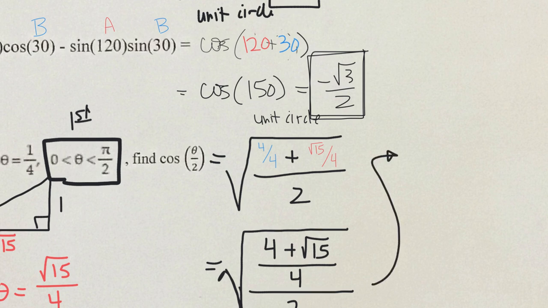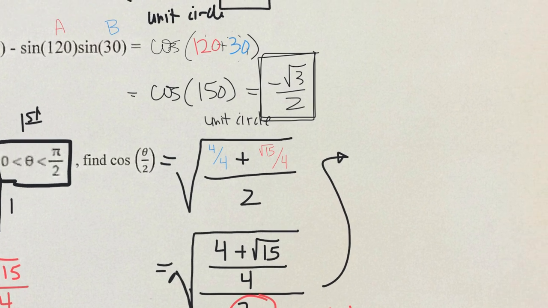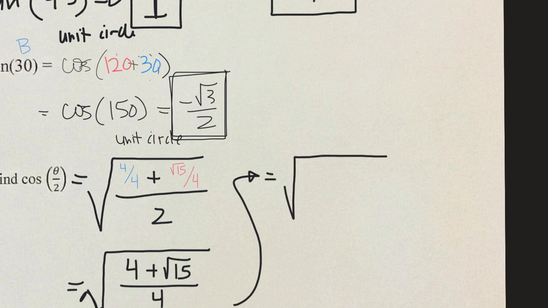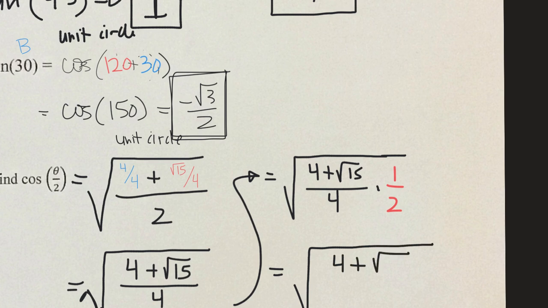Now rather than dividing by 2, I'm going to instead multiply by its reciprocal, which we have done many, many times during this unit. We multiply by reciprocals all the time. So 4 plus root 15 over 4, times 1/2. Not dividing by 2, but rather multiplying by 1/2. That gives me a final answer of the square root of 4 plus root 15 over 8, because 4 times 2 is 8. Since there's no perfect square, and 8 is not a perfect square, I am not going to split this into top and bottom. We're going to leave our answer just like that.